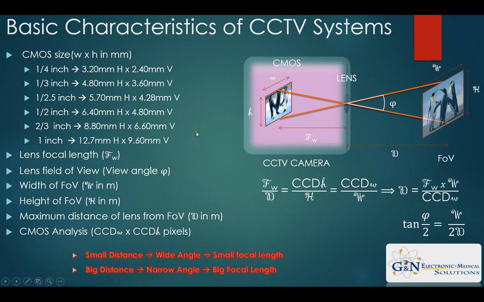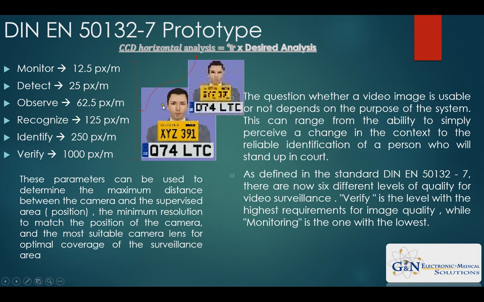So all this, to people that do not know any mathematics, might be very complicated. To some of the people that know some mathematics, there are some formulas. So how are we going to use them? In order to start using these formulas, we have to understand the European standard 50132-7, which actually says what kind of analysis we need in order to do a specific job with our camera.